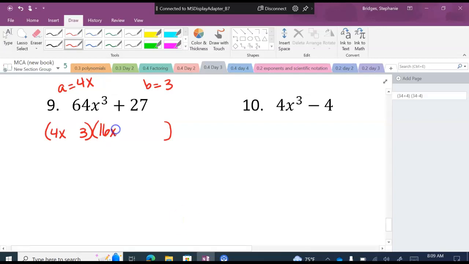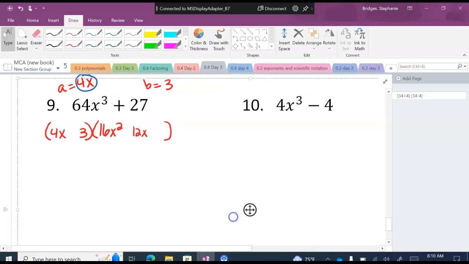16x squared, okay? So when you're doing that first term, you have to square the whole thing. Square the 4 and the x. If you think about multiplying these things back out, in order for me to get a 64x to the third, I have to get that from those two. If I don't have the 16, that doesn't give me the 64 that I need. Okay, so just be very careful. If your a has a number in front of it, it also gets squared. And then I'm going to multiply 4x times 3, which gives me 12x. All right, and then I'm going to square 3, which gives me 9.